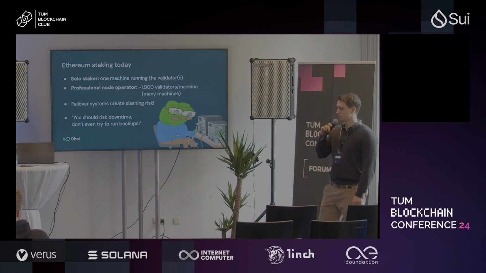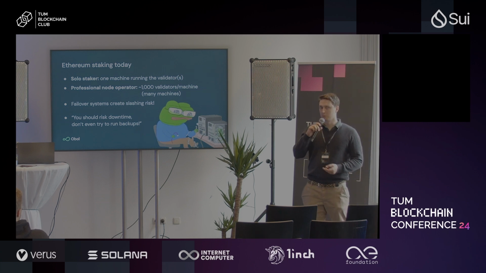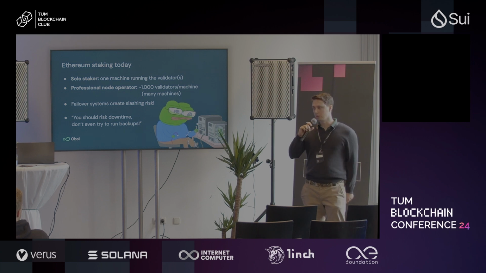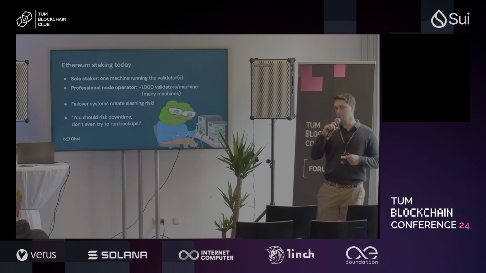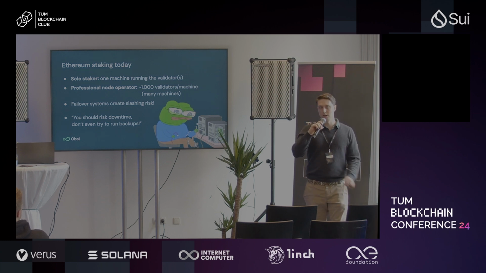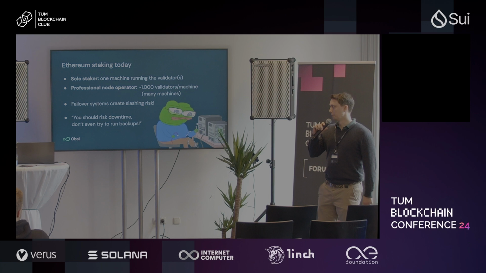But the temptation is there to create a backup system or a failover system. If your primary machine goes down, there could be a secondary machine coming up, and then you don't have those offline penalties anymore. The problem is if the primary machine comes back online, then you're having the same validator key running in 2 places, and that's how you get slashed. And that's, again, the worst thing you can do. So basically everyone says, just be offline, don't worry about the offline penalties, don't try and build something fancy, because it's not worth the risk.